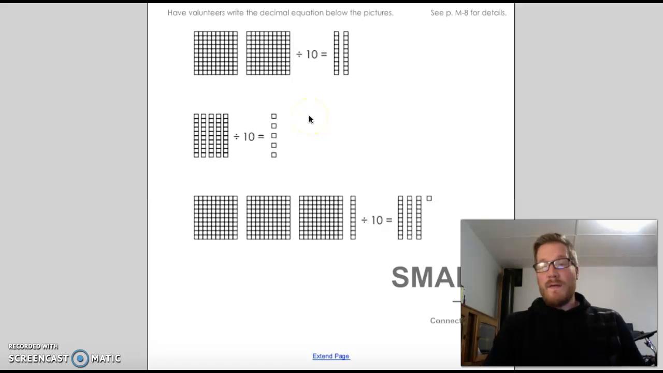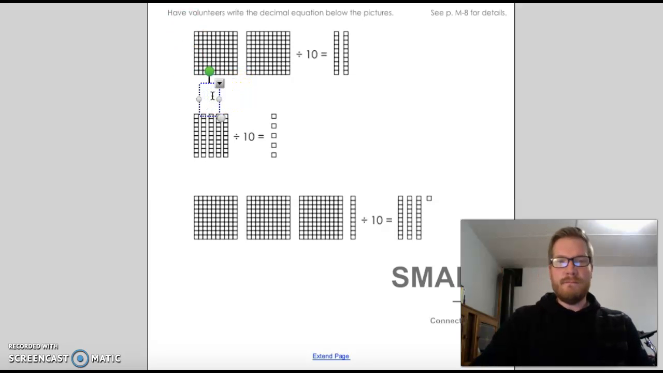So what we're going to do is use that base 10 model to divide by 10. And so we're asked to write the decimal equation below the pictures. And again, I will let you pause it if you want now, and you can answer it on your own, figure it out, and then pick it back up after. And so here we go.